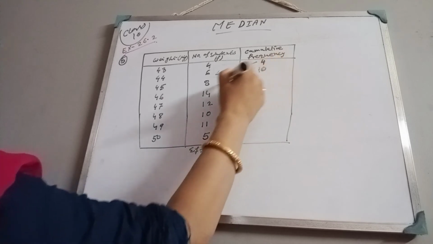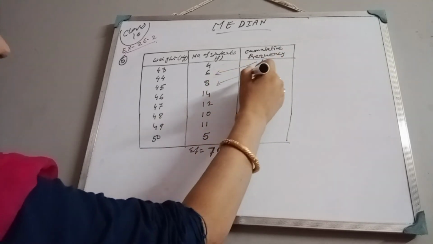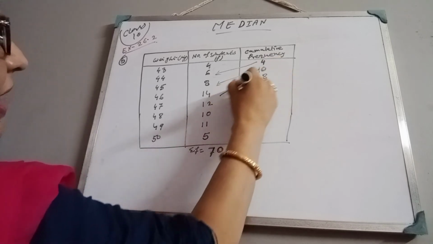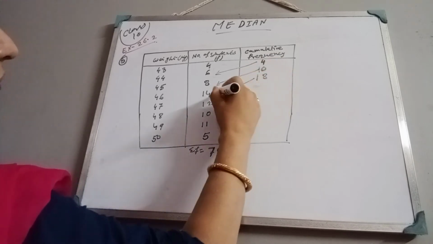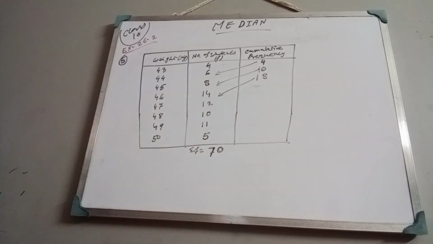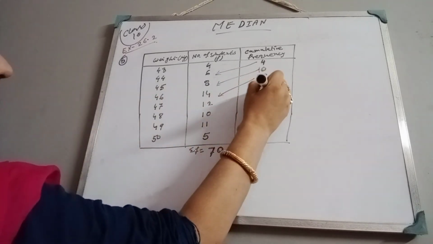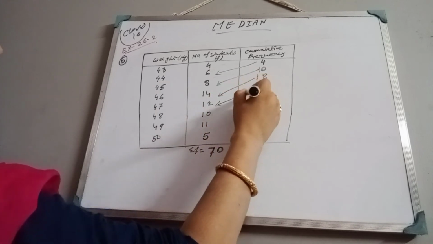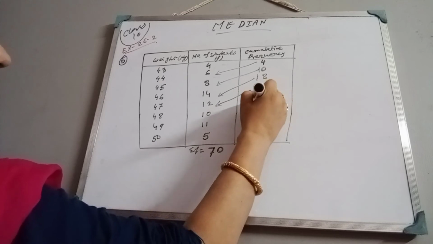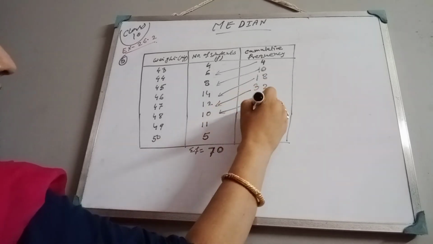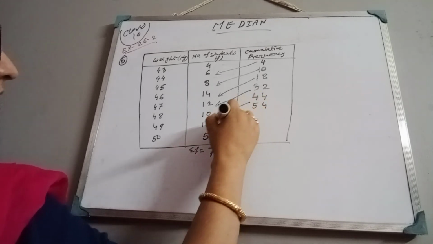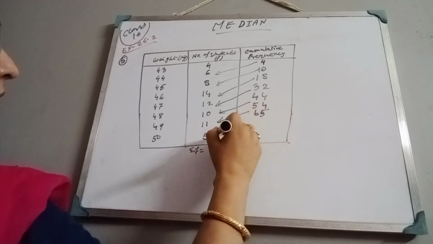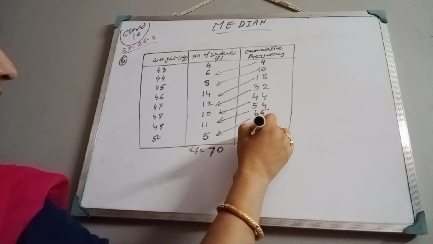Next we will add 8 to 10. So we will get 18. Next we will add 14. So 14 plus 18 is coming 32. Like this we will add. Then 32 plus 12 gives us 44. Next 44 plus 10, it is coming 54. 54 plus 11, it is coming 65. Now 65 plus 5, it is coming 70.